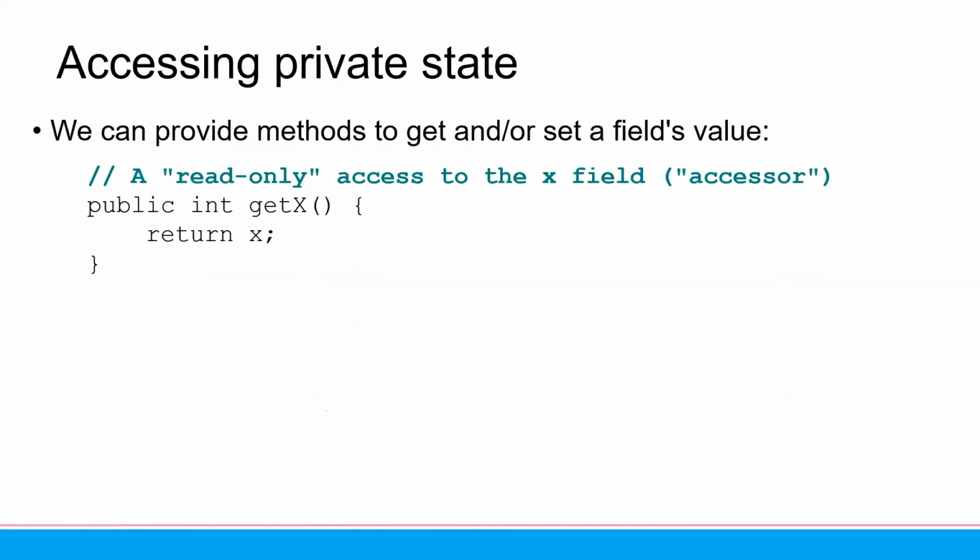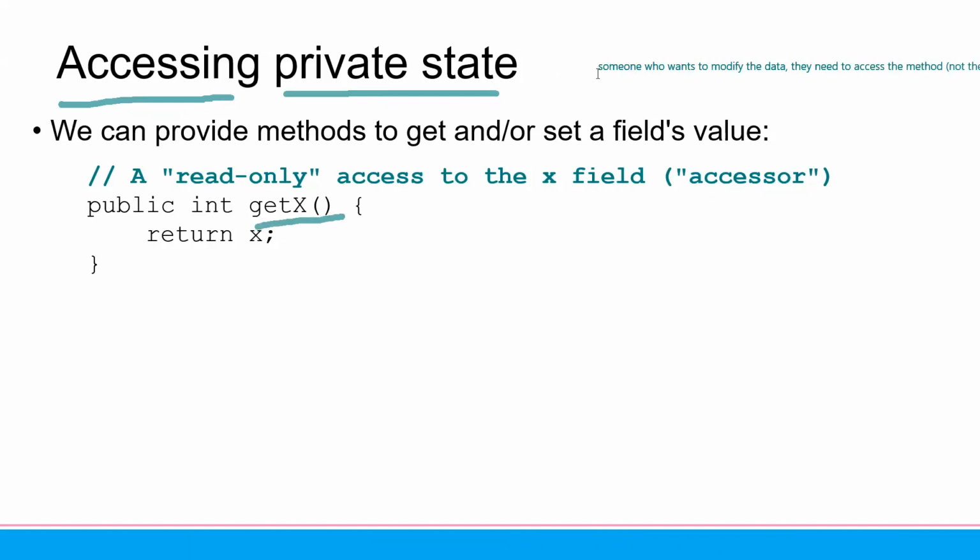So we need to provide a method. We call it get set field value. So whenever you have a private state, someone who wants to access the data, someone who wants to modify the data, they need to access the method, not the field. So someone who wants to modify the data, they need to access the method, not the variable.